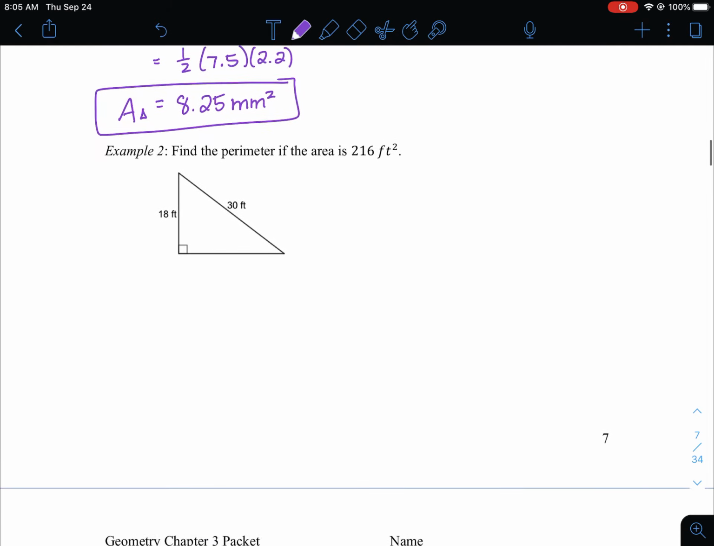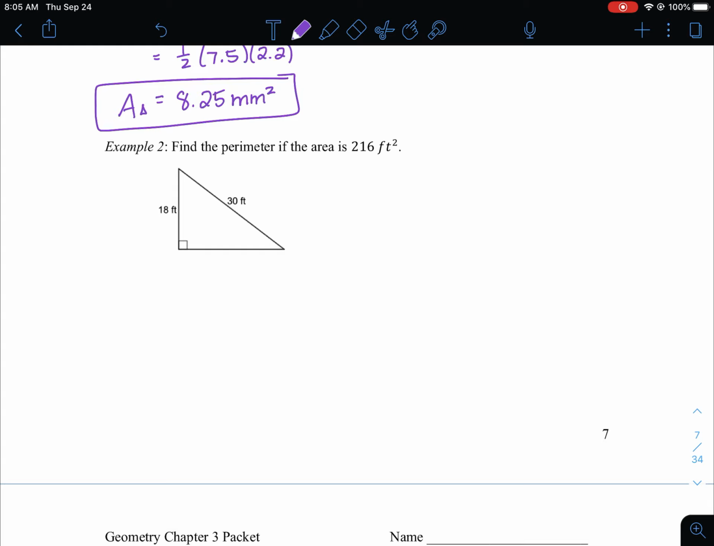For example 2, it says find the perimeter if the area is 216 feet. To find the perimeter we add up all the sides: 18 plus 30 plus, and this side we don't know. We could look and say maybe that 216 should be substituted in for P. But if you look closely, it says the area is 216, so we don't want to substitute that in for P.